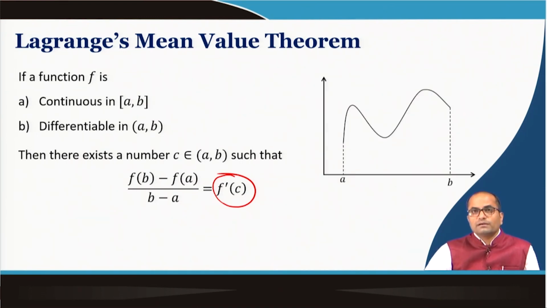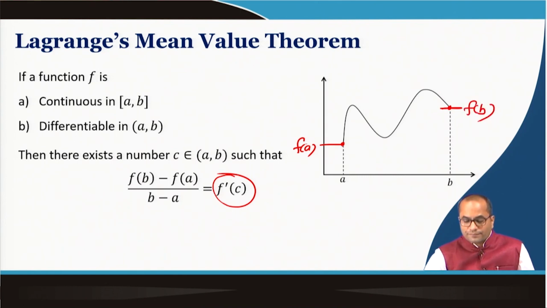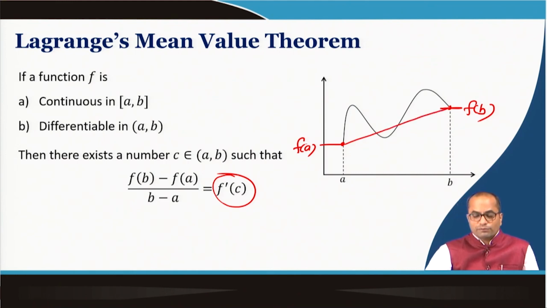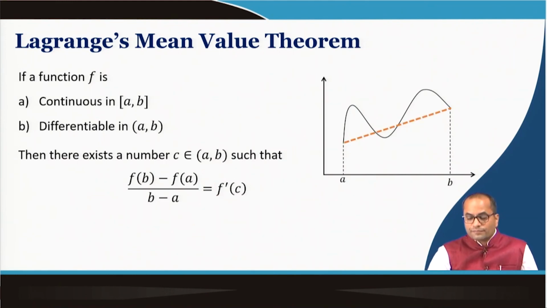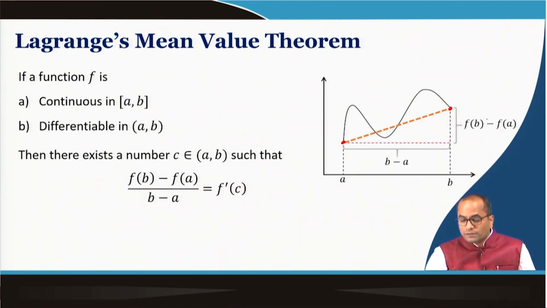So what is the geometrical interpretation of this? So suppose we have this function which is continuous and differentiable. This is f(a) here, and then we have f(b) there. So if we join this a and b, there will be a line joining these 2 points, and what will be the slope of this line? f(b) minus f(a) over b minus a.